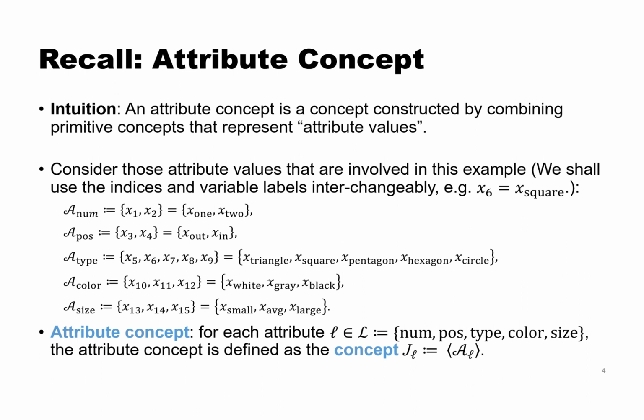Let's consider those attribute values that are involved in our running example. Note that the variable labels such as xcircle or xflag are used for easy understanding. We shall use the corresponding indices instead for algebraic computations. Then, for each attribute from number, position, type, color, and size, the attribute concept is defined as the concept generated by all the possible values for this attribute.